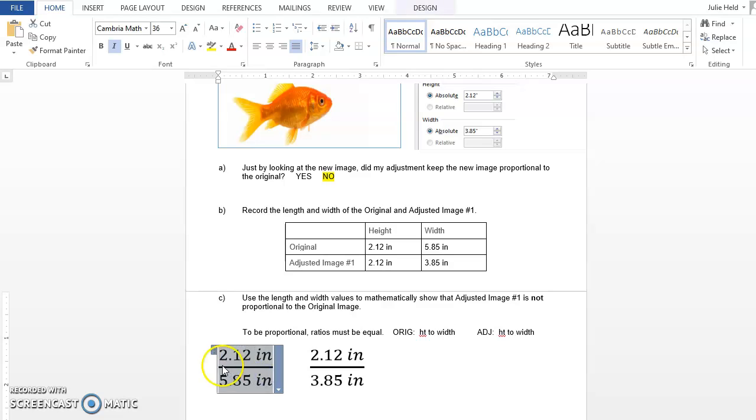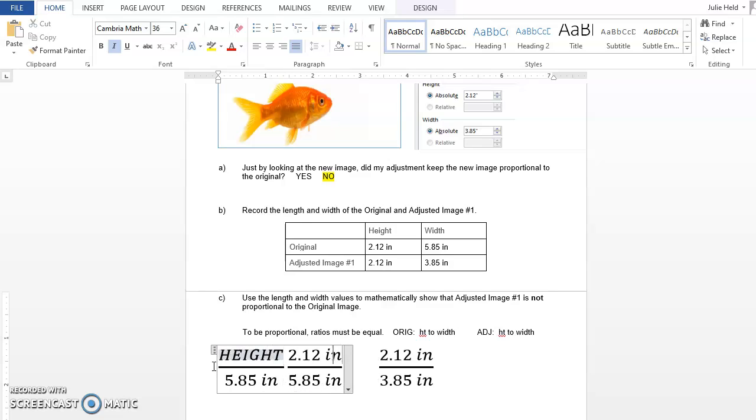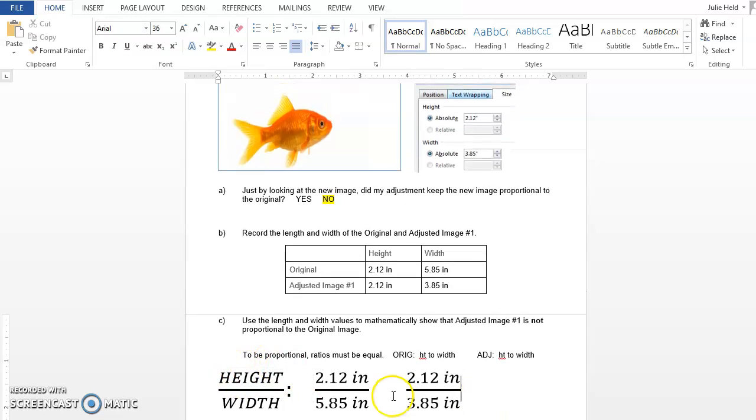I'm going to label these, because we'll keep referring back to different parts of this. So those were my height to width ratios. You can see what I'm doing. You should be taking notes on this. So now the question is, are these equal? And I think it's pretty obvious without doing any work that even mathematically those are not equal.